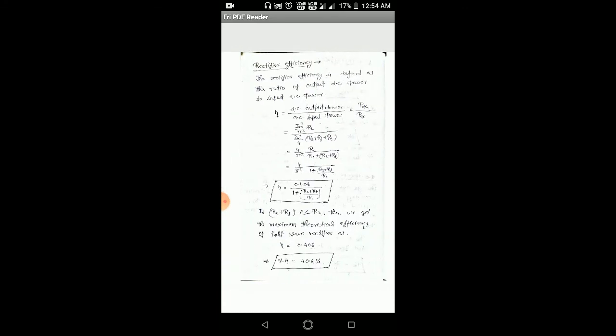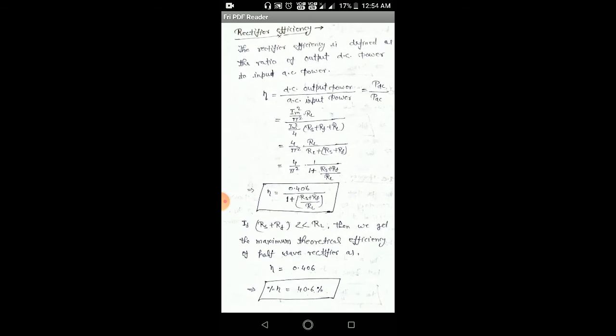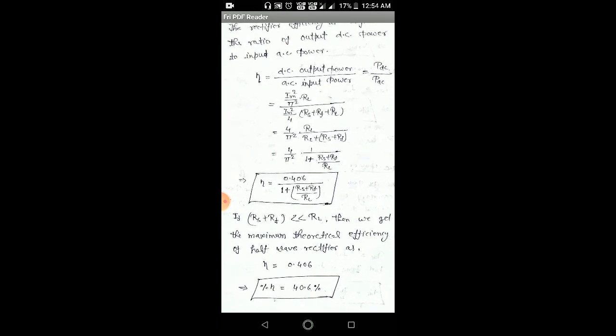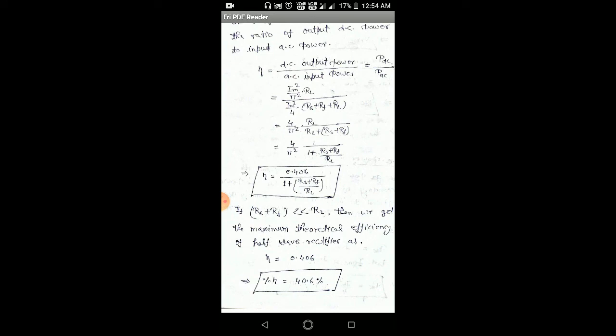Now rectifier efficiency. The rectifier efficiency is defined as the ratio of the output DC power to the input AC power. So the efficiency, denoted by eta, is equal to DC output power upon AC input power, so PDC upon PAC. Put the values of PDC and PAC. Now we have calculated eta equal to 0.406 upon 1 plus RS plus RF upon RL.